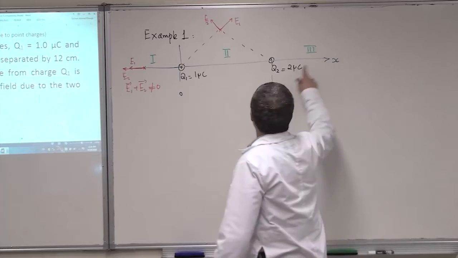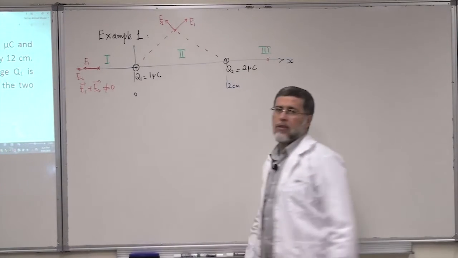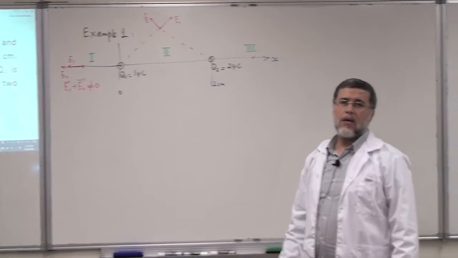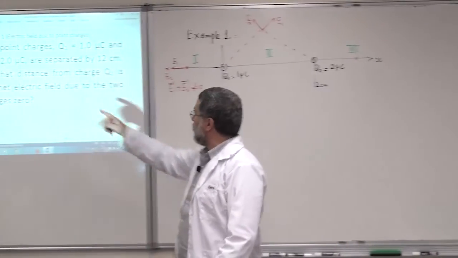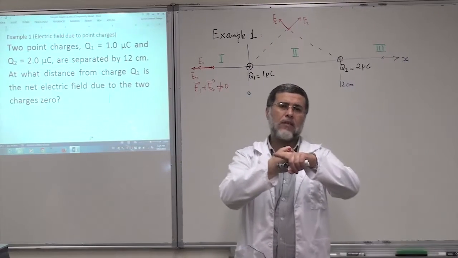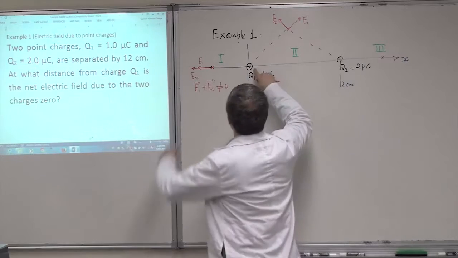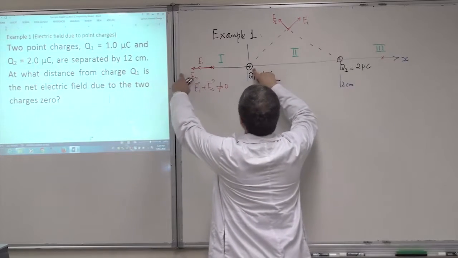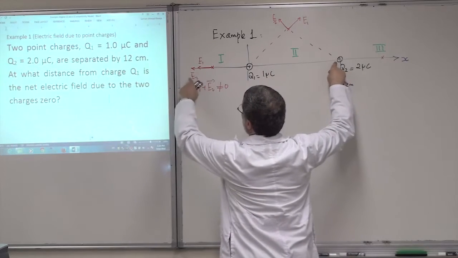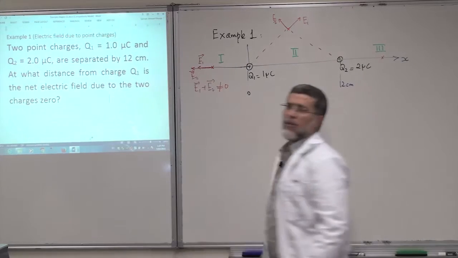Let's go to region number 3 here and do the same thing. Let's take an arbitrary point here, and see. Of course, to have the net electric field equal to 0, the 2 electric fields should be in opposite directions to cancel each other. But here they cannot cancel. You can see them, because for a positive charge, the electric field will be outward. And both of them are to the left, and therefore they can never cancel.